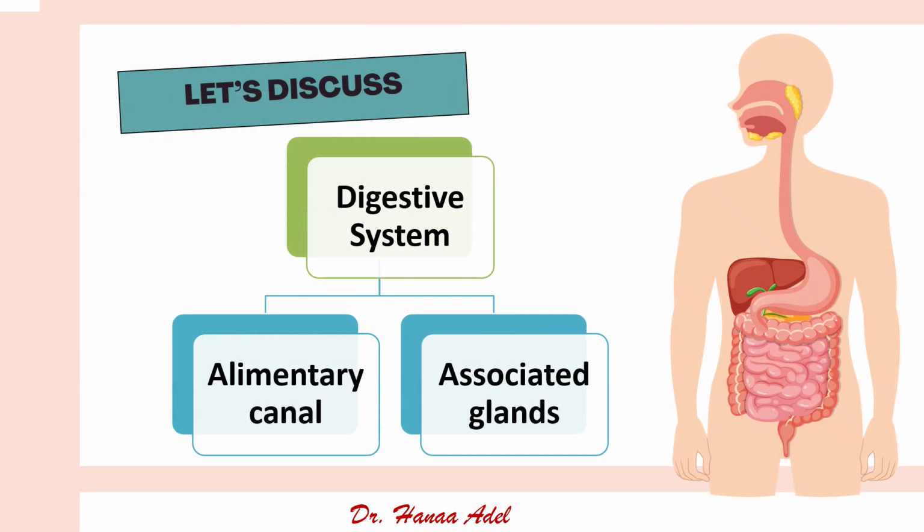The human digestive system is divided into two parts. The first part is called the alimentary canal and associated glands. What is the alimentary canal? The alimentary canal is where the food passes, starting with the mouth. This is the place where the food passes through. And associated glands, for example, we have three pairs of salivary glands, the liver and the pancreas, that secrete juices.